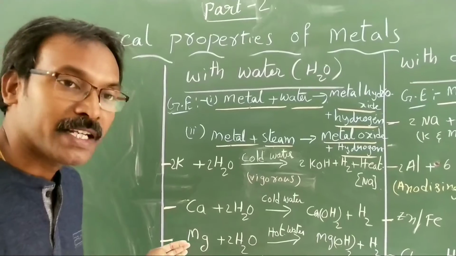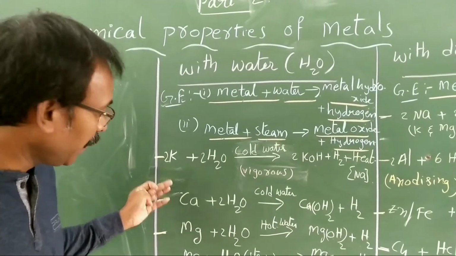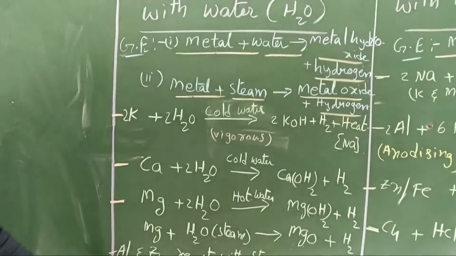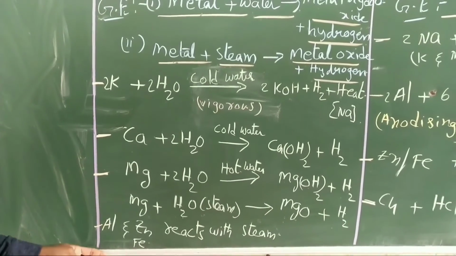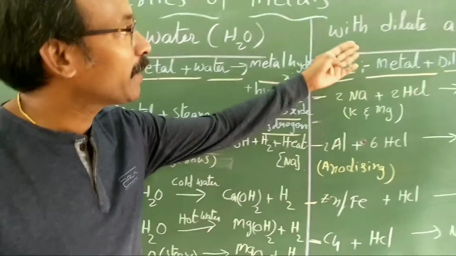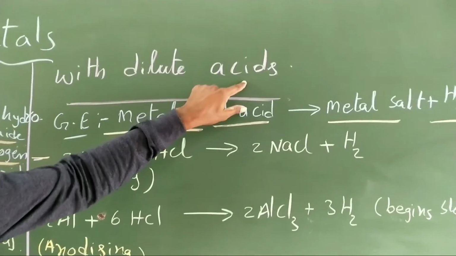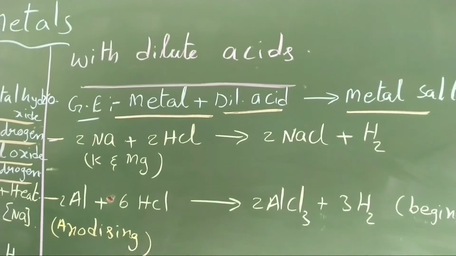Everything takes place in a similar way for sodium, potassium, and even lithium. And these take a little time. And magnesium, zinc, aluminium, or iron take a long time to react. Only with steam do they react, and they produce their oxides and hydrogen gas. Now let us come to the third case: reaction of metals with dilute acids. Let us take the example of hydrochloric acid.